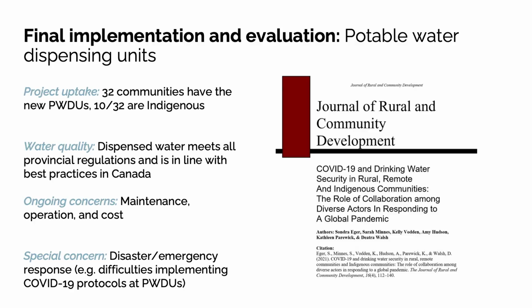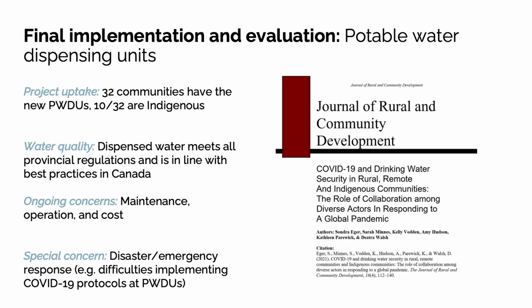So this was implemented. At this point, we have about 32 communities who have the new potable water dispensing unit. 10 of those 32 are Indigenous communities in Labrador. The water quality is very good. One of the many nice things about the Newfoundland government is that they maintain all of their water quality results in a very easy to access format on their website. So you can go in and see that the potable water dispensing units are regularly achieving water that is well above the requirements in that province and is in line with the federal recommendations for water quality provided by Health Canada. There are, however, ongoing concerns.